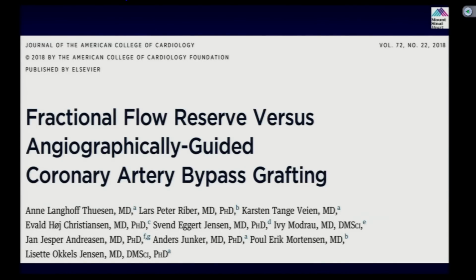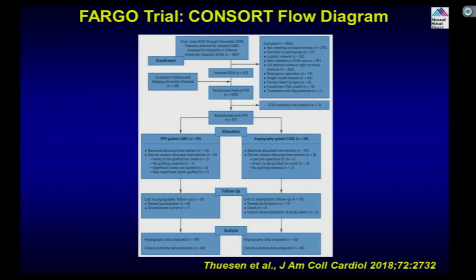So then the first randomized trial, the fractional flow reserve versus angiographically guided coronary artery bypass grafting, which is called FARGO trial, was basically presented. A small number of patients, but the patients were randomized. First patient had a cardiac catheterization and patient had FFR already. Then those who needed CABG were decided based on the angiography, the angiography group, and the second group was the FFR guided. So basically it was told that these lesions are the ones that should get bypassed.